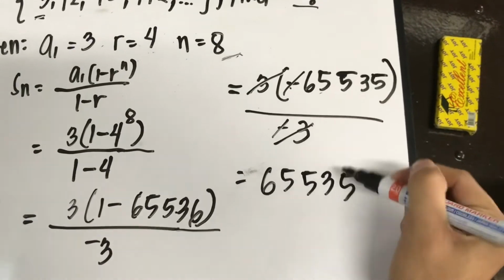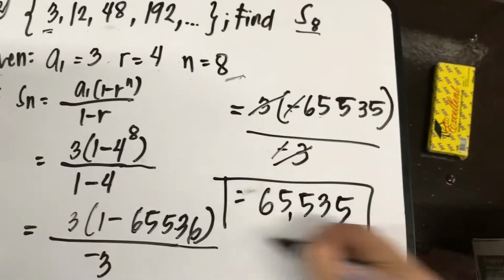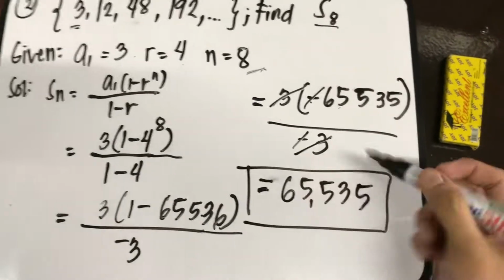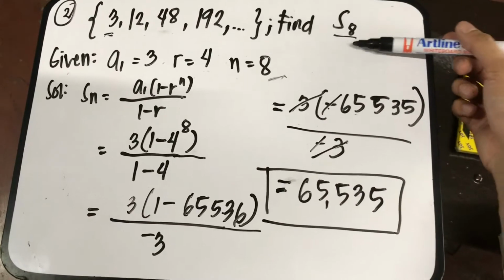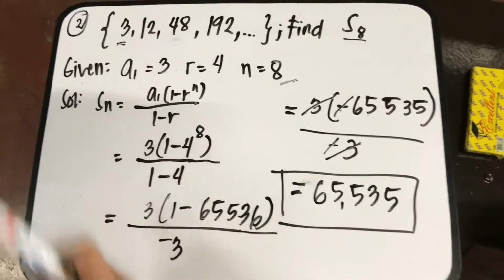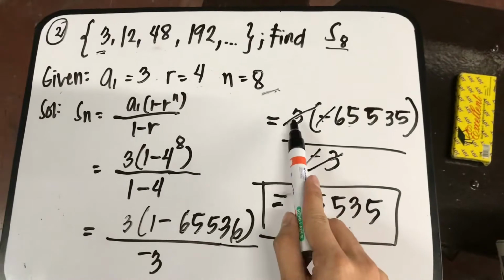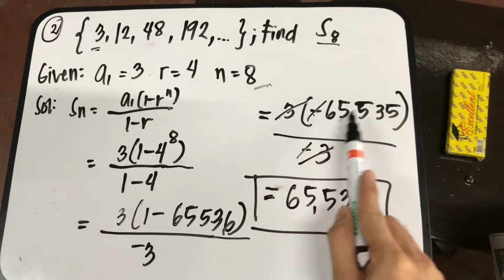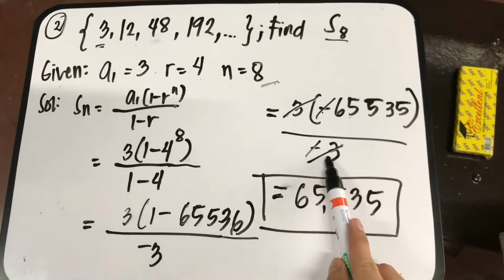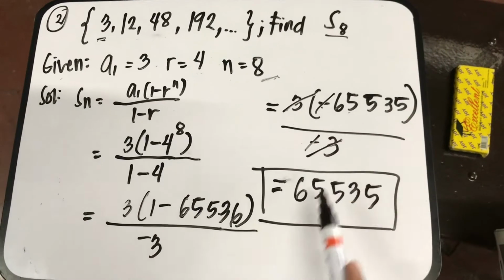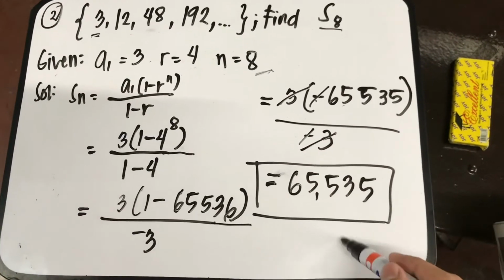65,535 as our final answer or the solution in this sum of the 8 terms of this geometric sequence. Pwede naman i-multiply nyo si 3 by 65,535, then divide nyo by negative 3. Ganon din yung magiging answer.